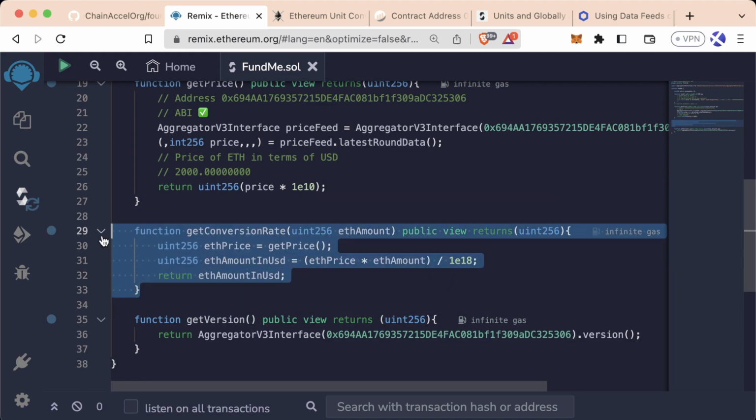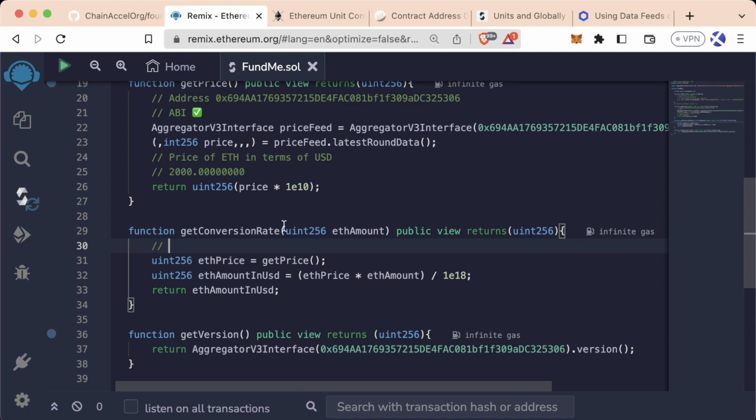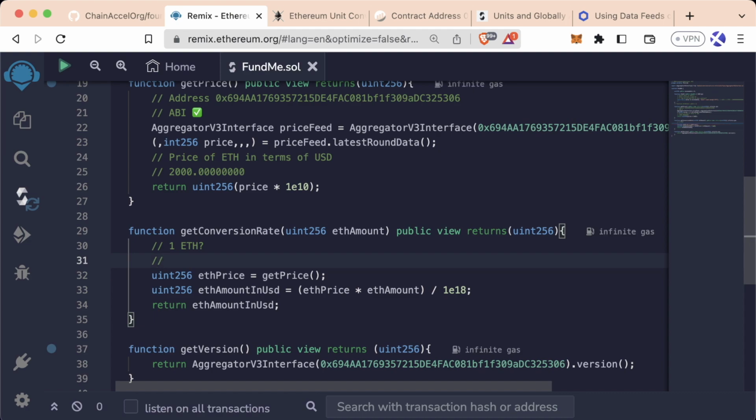Let's walk through this together just so that you can understand what's actually going on. Let's say we want to see how much one ETH is worth. Well, we're going to get the ETH price, which let's say it's $2,000, but it's going to be $2,000 with 18 zeros. So ETH price might look something like this.